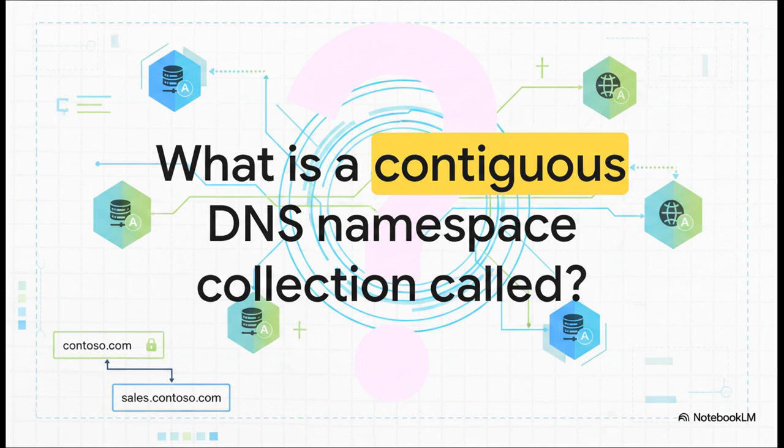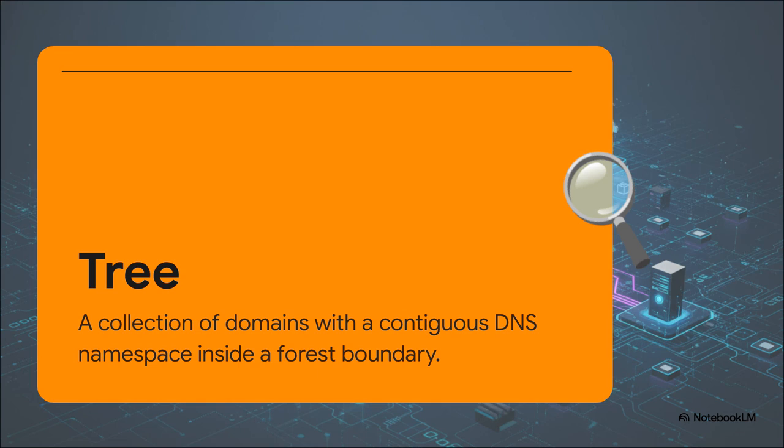Let's do a quick quiz to test your baseline vocabulary. If a company has multiple domains that share a contiguous DNS namespace, say contoso.com and sales.contoso.com, what is this specific arrangement called? If you said a tree, you hit the nail on the head. A tree is basically a collection of domains sharing that contiguous DNS namespace. Now, a totally separate domain like fabricum.com, well, that would be an entirely separate tree.